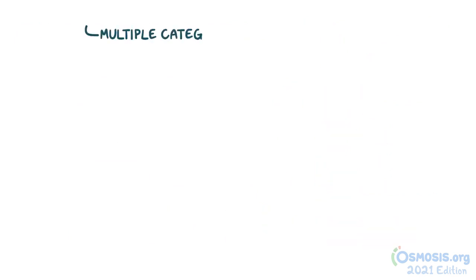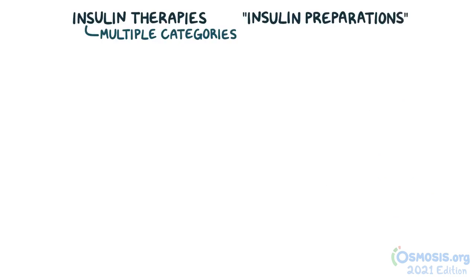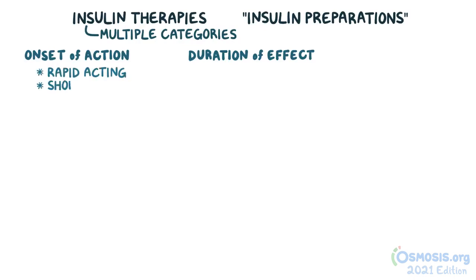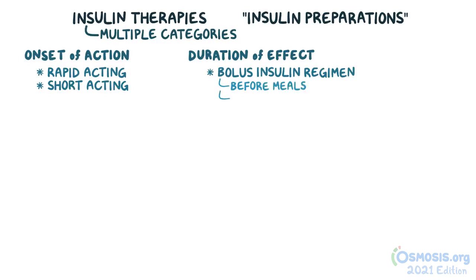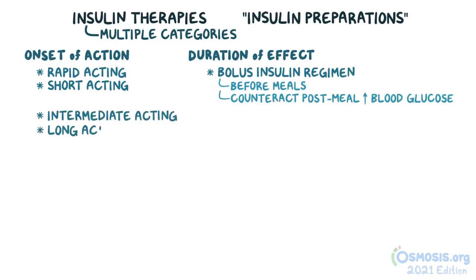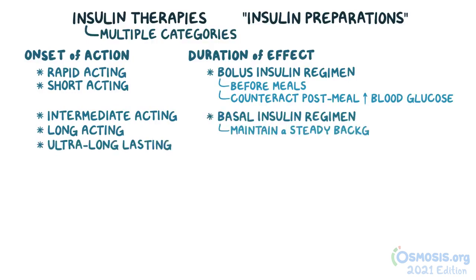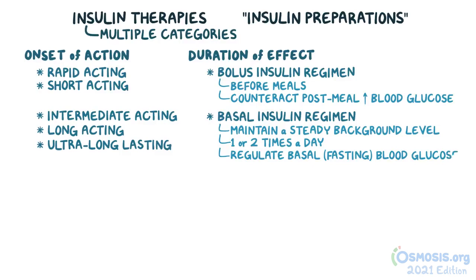Now, there are multiple categories of insulin therapies, more commonly referred to as insulin preparations. These preparations are categorized according to their onset of action and duration of effect. Rapid-acting and short-acting insulins are used for bolus insulin regimen, where they're taken before each meal to counteract the post-meal increase in blood glucose. Intermediate-acting, long-acting, and ultra-long-lasting insulins are used for basal insulin regimen to maintain a steady background level of insulin throughout the day. They're given once or twice a day to regulate the basal or fasting blood glucose level.